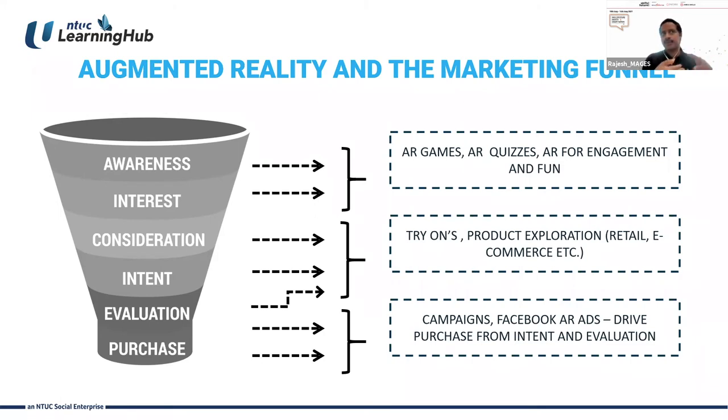When does it go into consideration or intent? That is when I start doing try-ons. That means I want to buy Ray-Ban glasses or a nice Nike shoe. I'm intending to buy it, but I want to try it before I go and purchase it. Can I do this in app? Can I do this in web? Yes, no question about it.